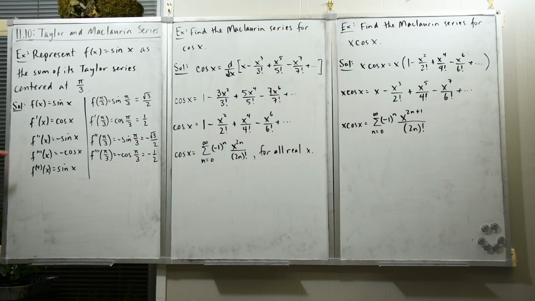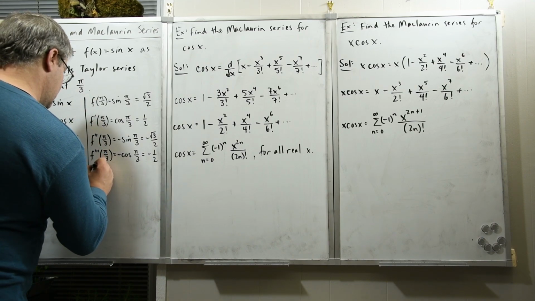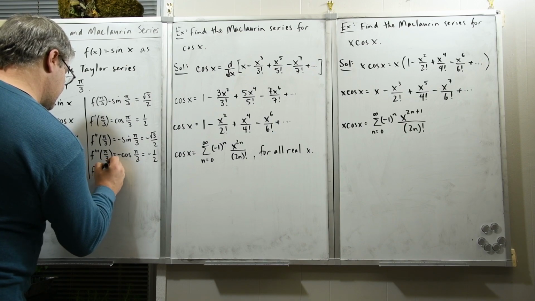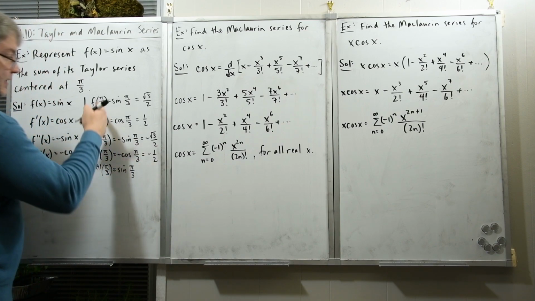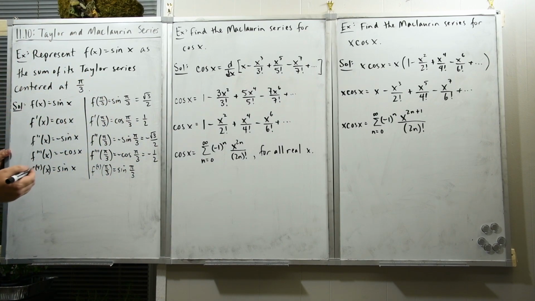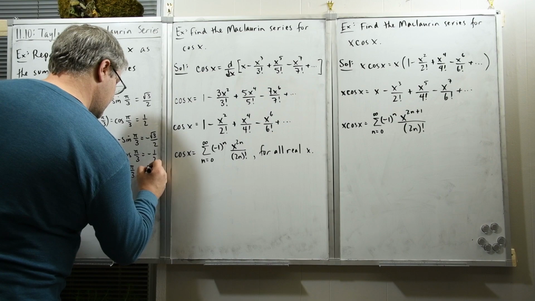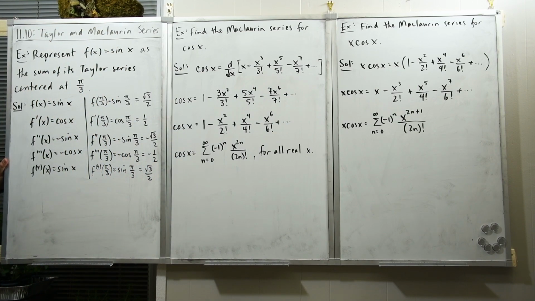And if we take a look at the third derivative of f at pi over 3, we get negative cosine pi over 3, which is negative 1/2. And these values are just going to cycle through. So for example, your fourth derivative of f at pi over 3 is going to be sine pi over 3, which is the same thing we got from f of pi over 3 itself. And so we got root 3 over 2.